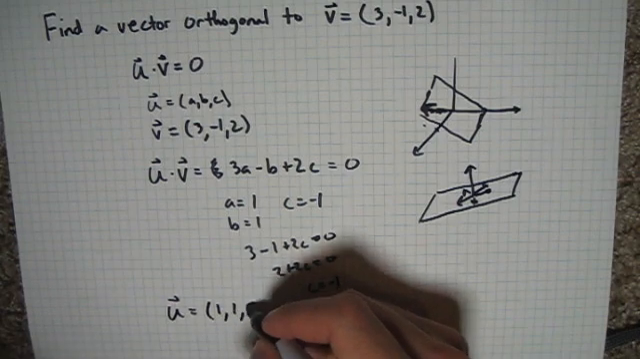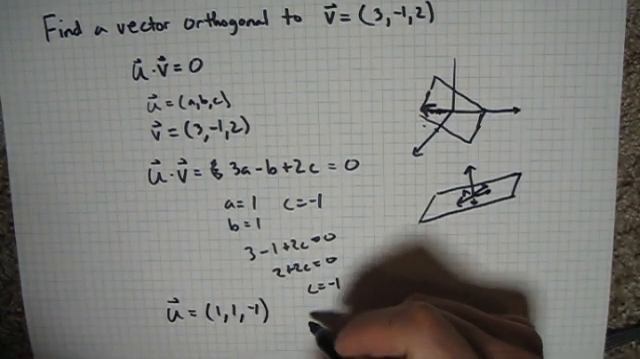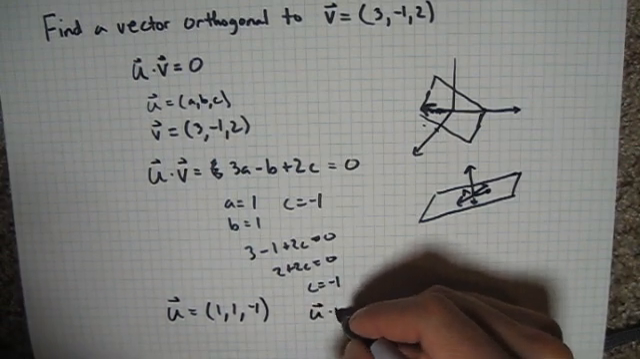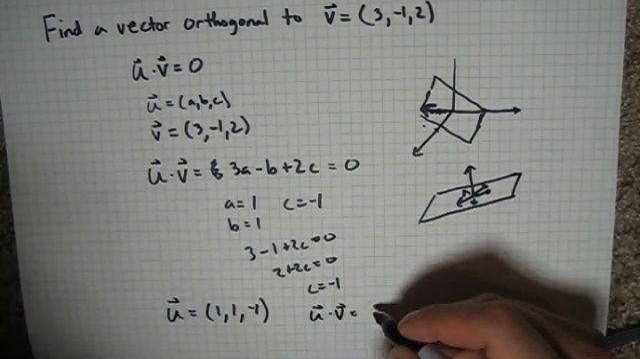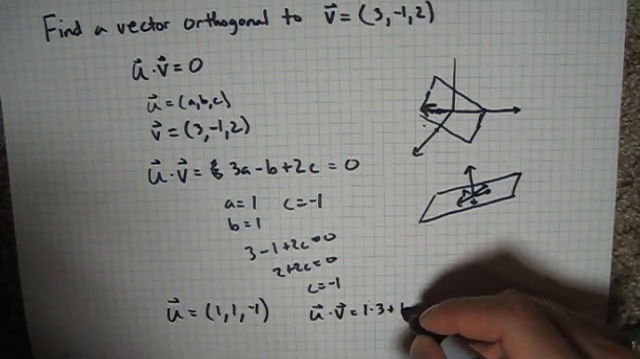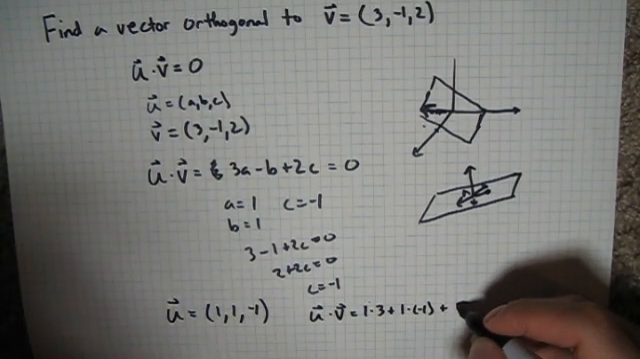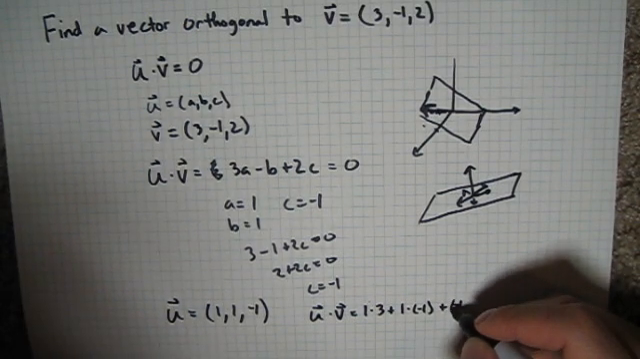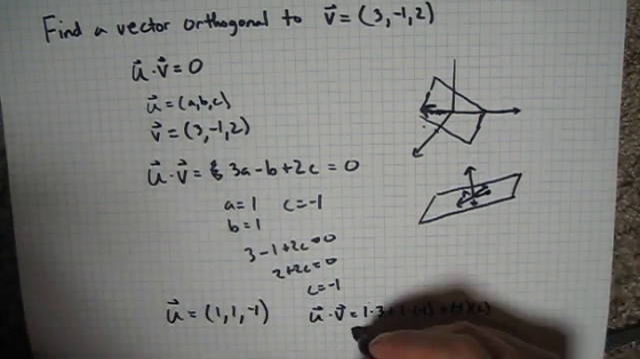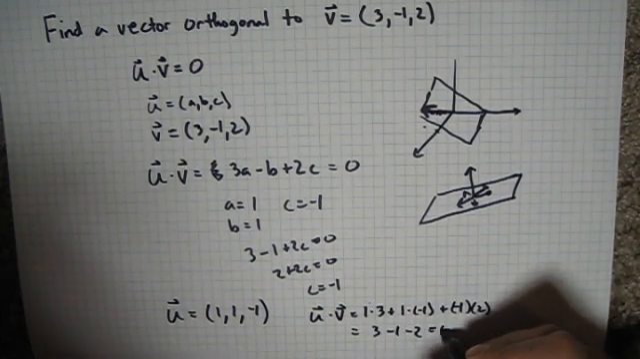So we have c equals negative 1, and we have one example of u: 1, 1, negative 1. And if we just check, u dot v is equal to 1 times 3 plus 1 times negative 1 plus negative 1 times 2, which is 3 minus 1 minus 2, which is 0.